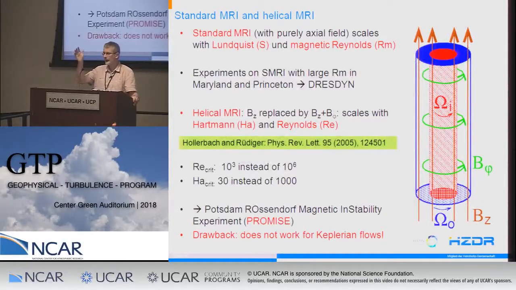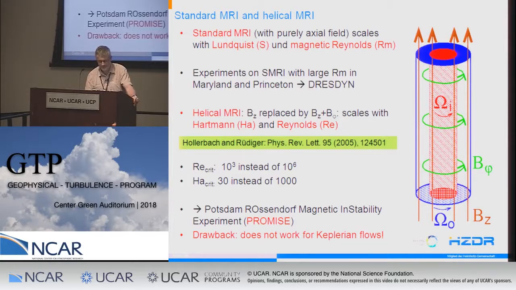So Velikhov and Balbus-Hawley were dealing in most cases with the so-called standard MRI, with a purely axial magnetic field, which requires a high Lundquist number and a high magnetic Reynolds number. And it came as a big surprise when Günter Rüdiger and Rainer Hollerbach showed in 2005 that all the scaling changes dramatically if you add to this axial magnetic field also the azimuthal magnetic field. Then we are speaking about the so-called helical MRI. And this is governed now by the Hartmann number and by the Reynolds number.